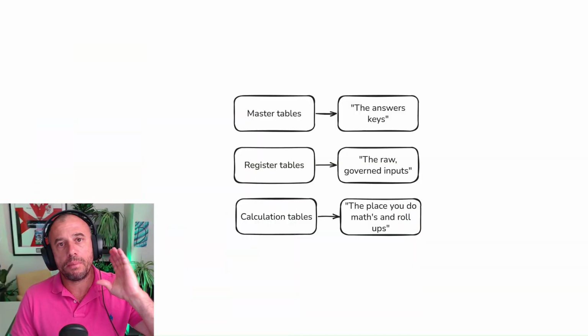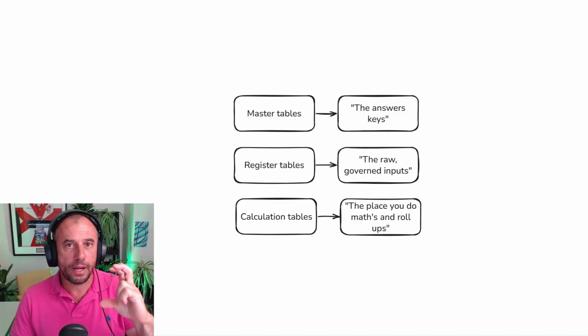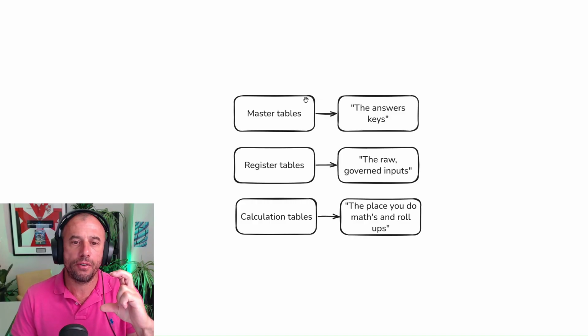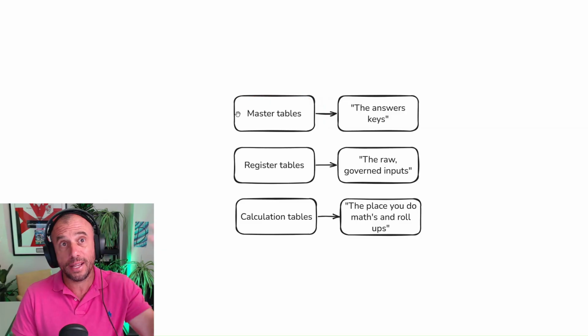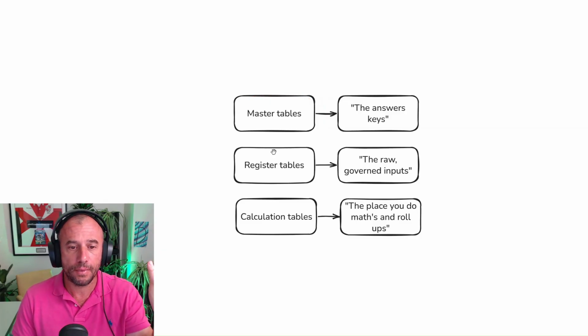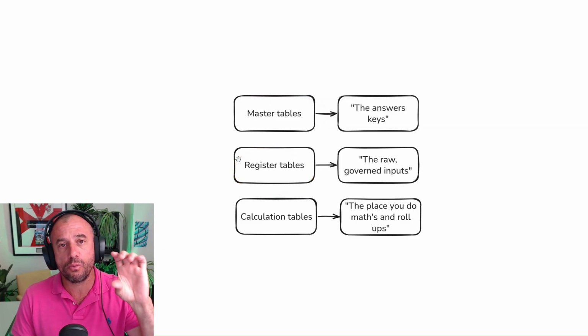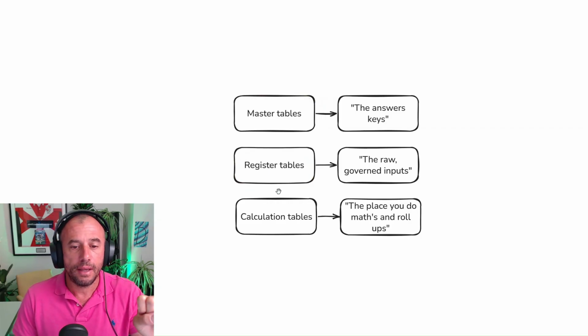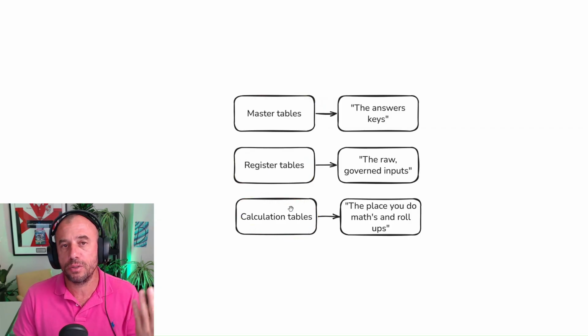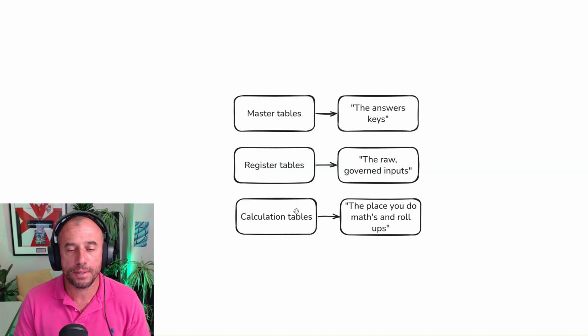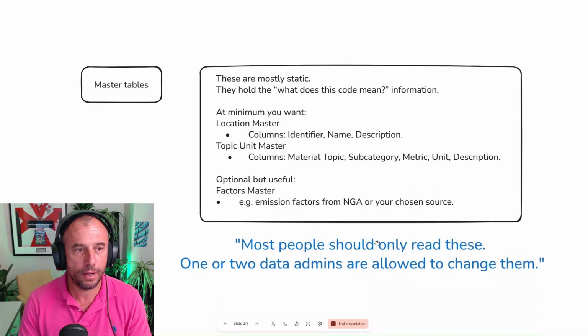When you're thinking about building your data model, you want to break it out into 3 sections. How I've got it here is the masters table. This is all your answers. Keep it simple like that. The registers table, this is where all your raw governed inputs live. And then your calculation tables, which is where you do all your maths and all your roll-ups. Okay, so just 3 sections there. Go to the next slide.